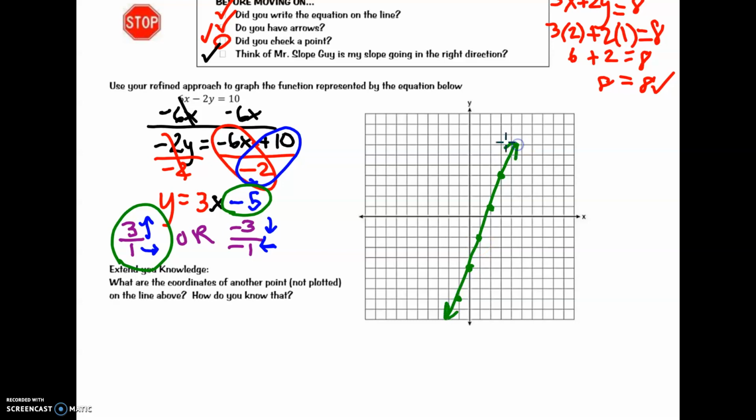Make sure I have arrows and rewriting the original equation on my line. 6x minus 2y equals 10. I want to make sure that my line is correct, so you should definitely make sure you check a point, either using your calculator or substituting back in. What I am going to ask for you to do is see if you can answer the extend your thinking question, and if so, we'll check that in class tomorrow.